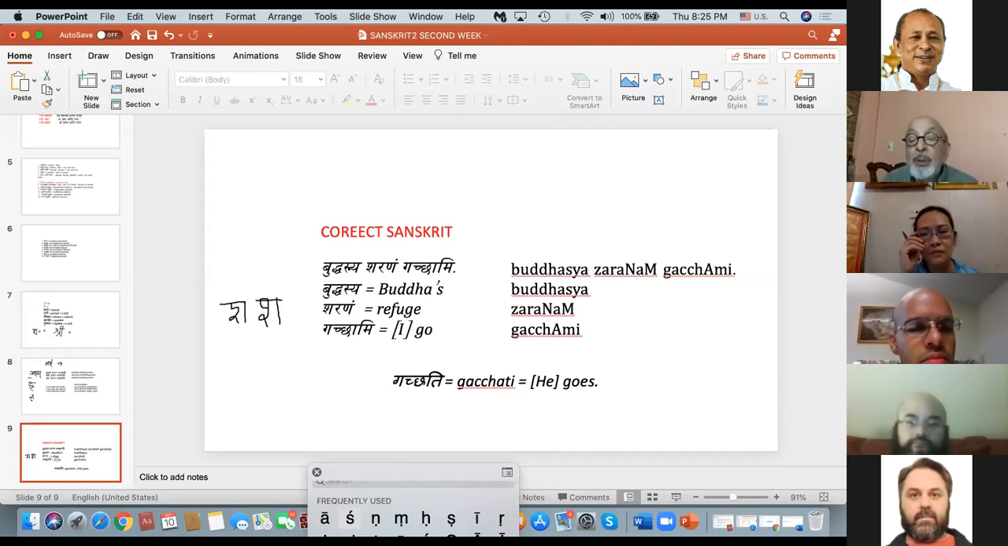At the same time, Buddham Sharanam Gacchami has some kind of rhythm. It is almost like a song, right? If I say Buddhasya Sharanam, that rhythm, that quality of song is gone. And therefore, many people say Buddham Sharanam Gacchami in Pali, and Dhammam Sharanam Gacchami. Okay, Buddhasya Sharanam Gacchami, Buddhasya Sharanam refuge, Gacchami I go.